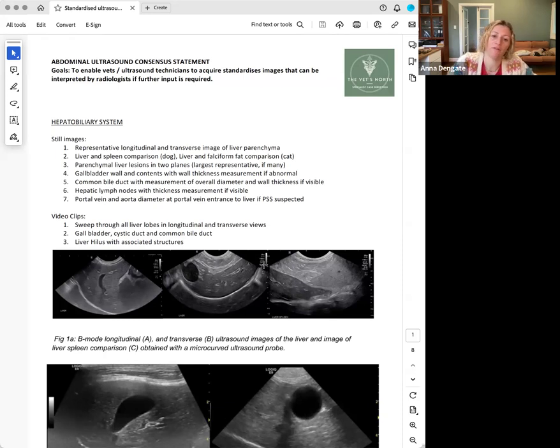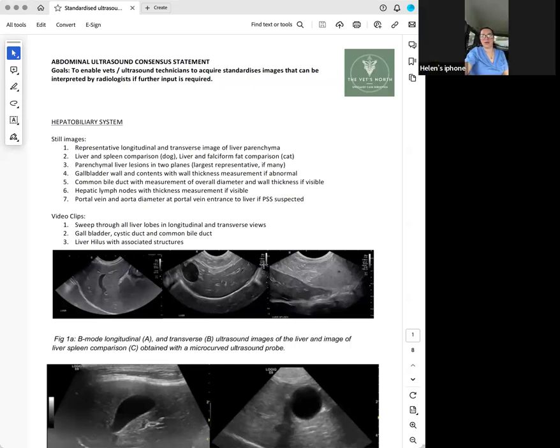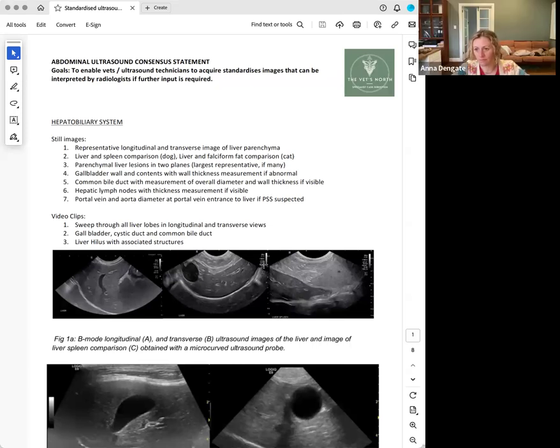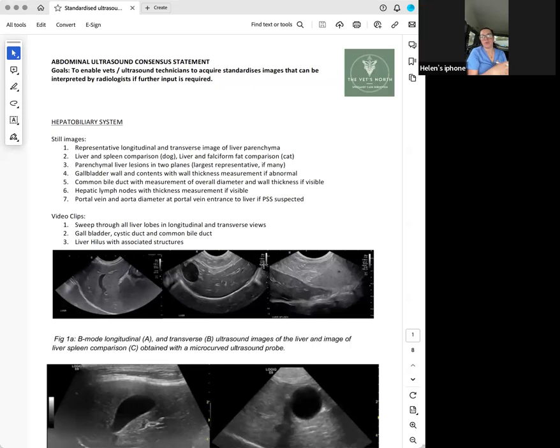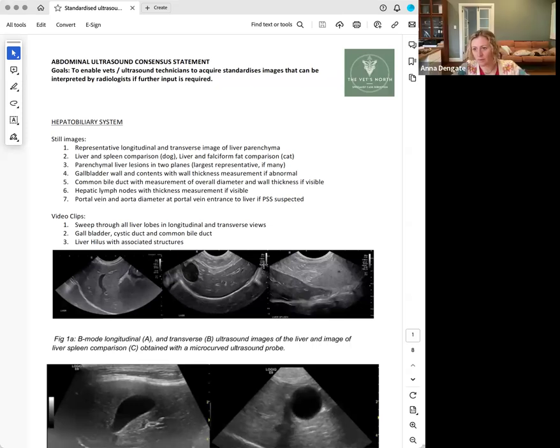So if we break it down into what we need to have in our minds when we're looking at the liver, we talked about echogenicity. We talked about echotexture. Can you explain the difference between those two, or what words you might use for echogenicity versus echotexture?